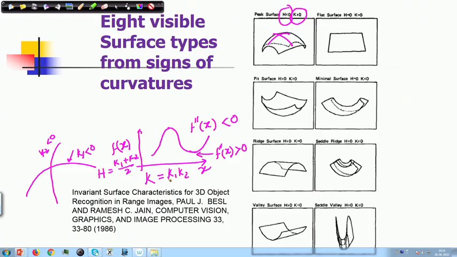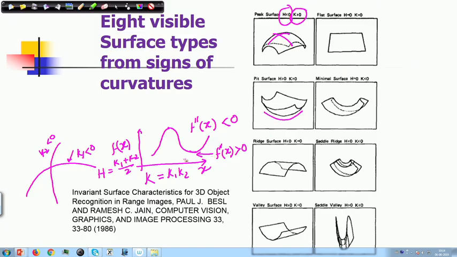So, that is how this characterization works: if the mean curvature is less than 0 and Gaussian curvature is greater than 0, then you can characterize it as a peak surface. Similarly, for the pit surface, which is like the minimum of a one dimensional function, this is a scenario, this is a pit surface.